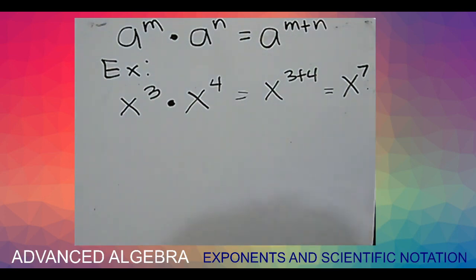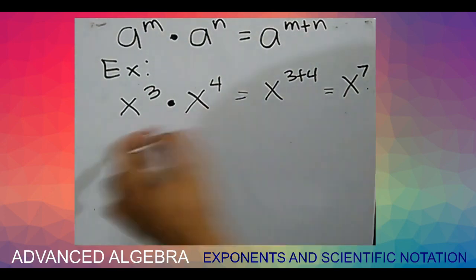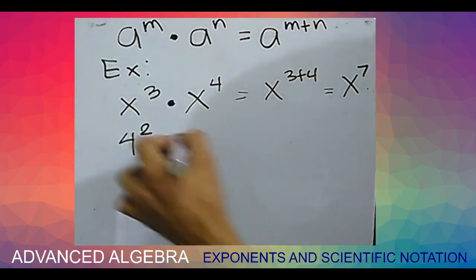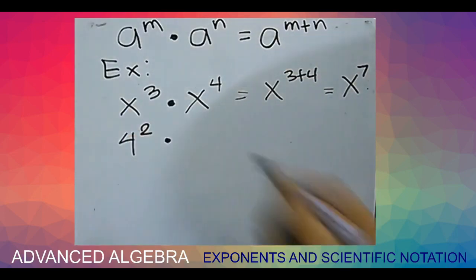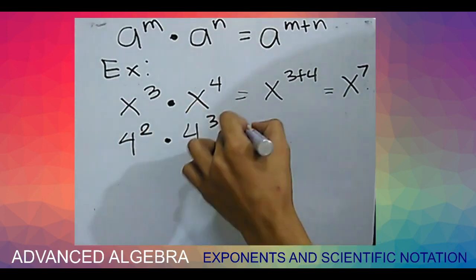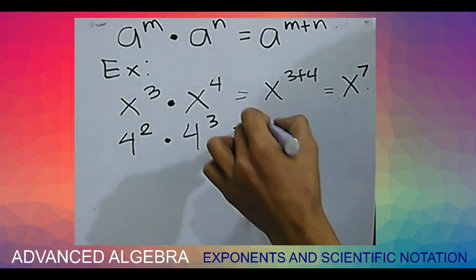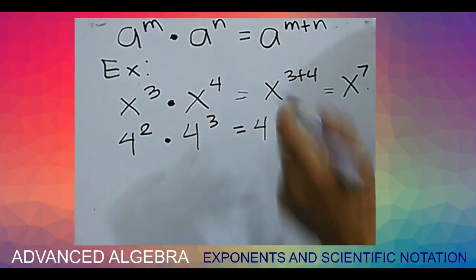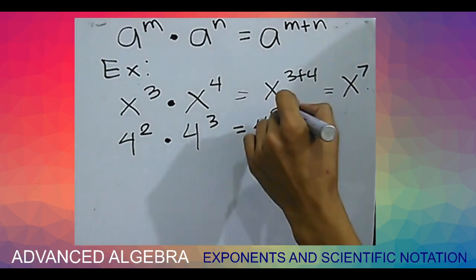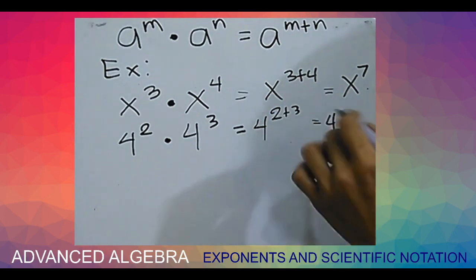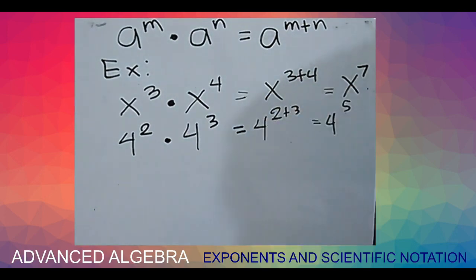Magbigay naman tayo ng number. For example, 4 to the 2nd power times 4 to the third power. Okay? Ganun pa rin yung process. Magkapareho sila ng base. So, 4 raised to 2 plus 3, equals 4 to the fifth power, kasi 2 plus 3 is 5.